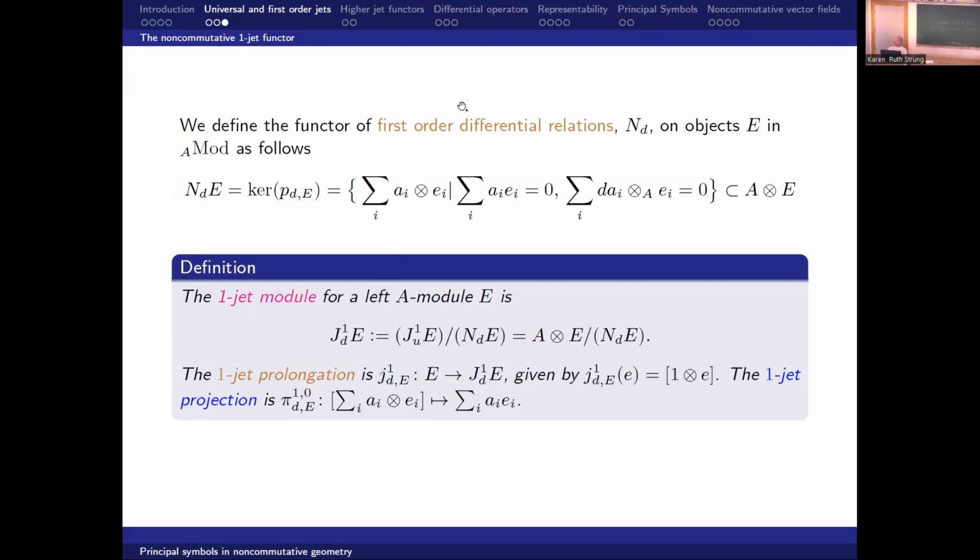So we can make this functorial as well. This ND becomes a functor of first order differential relations. And then we can construct this one jet functor, or if you like, if we work on an actual module E, the one jet module for E, just as this quotient here. And it inherits a prolongation and a projection from the universal one jet prolongation and projection.